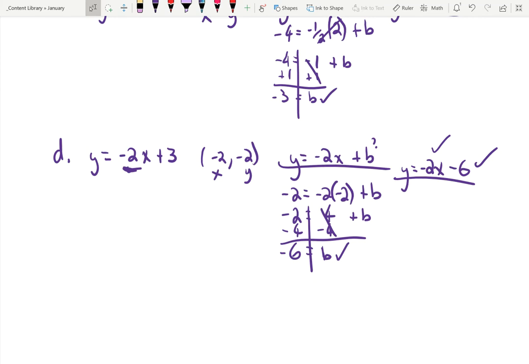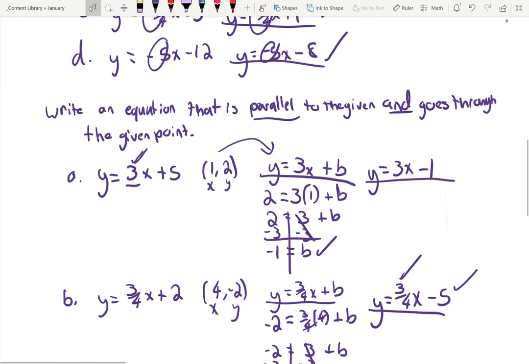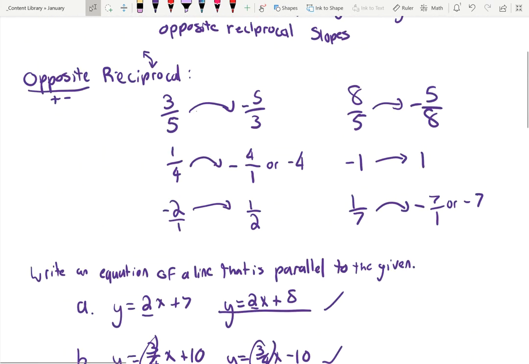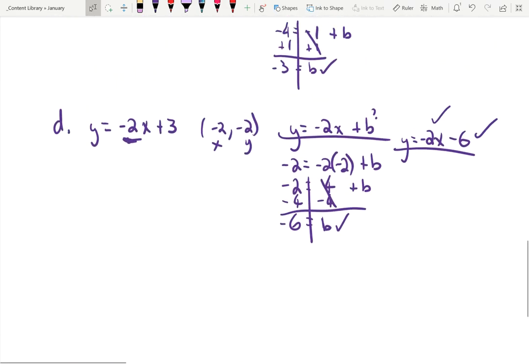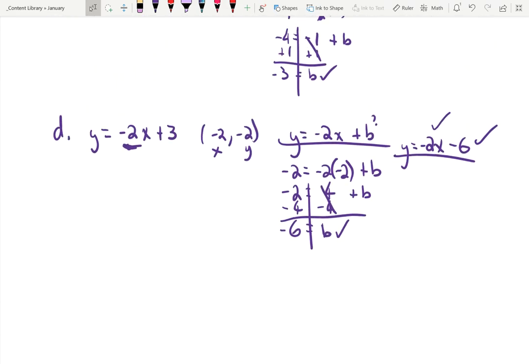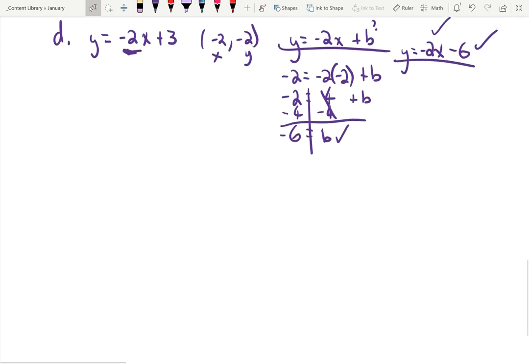Now we're going to move towards perpendicular lines. It's the exact same thing, but with the added benefit of the opposite reciprocal thing that we talked about earlier. That's going to be very important here. So that's why it's a slight level up over this. So let's start with the basics. Write an equation.